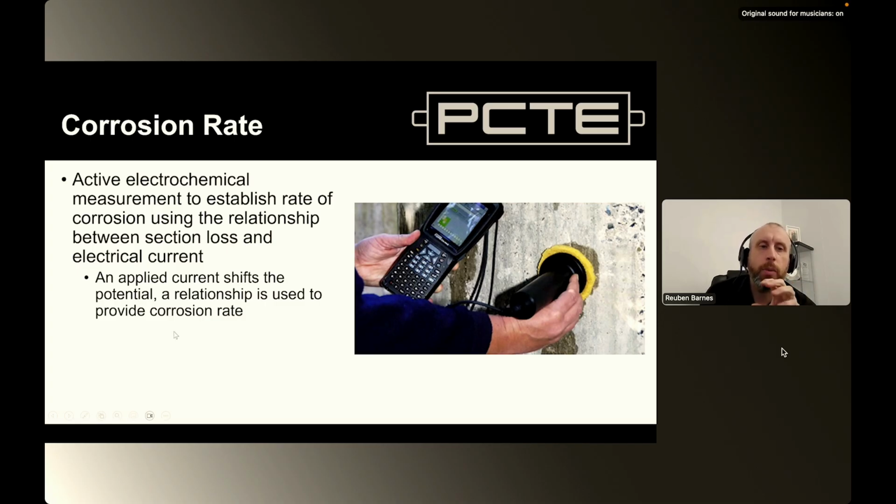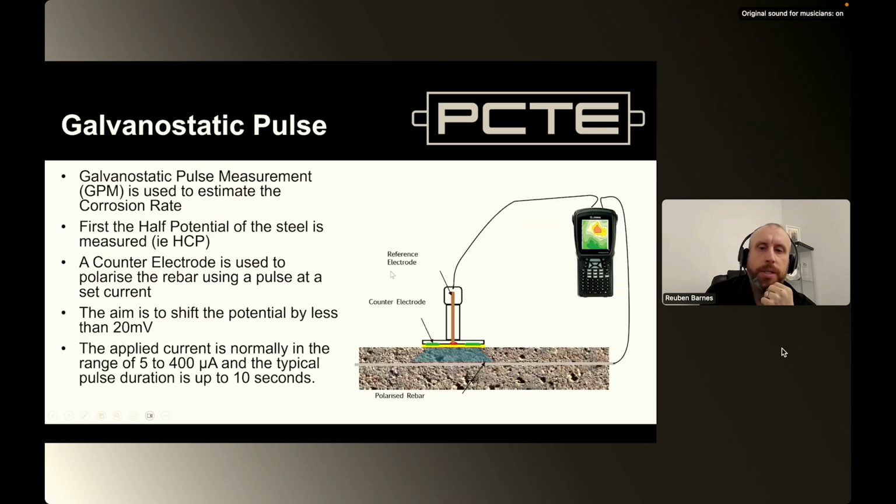And so effectively what we're doing is we're applying a current shift, and from that we're assuming a corrosion rate. So the setup is basically the same as the half cell potentials. I have my connection to the reinforcing, going to my voltmeter. My voltmeter looks pretty specky. It's also got a galvanostat inside of there, and then data logging as well, so it's a bit more than just the voltmeter.